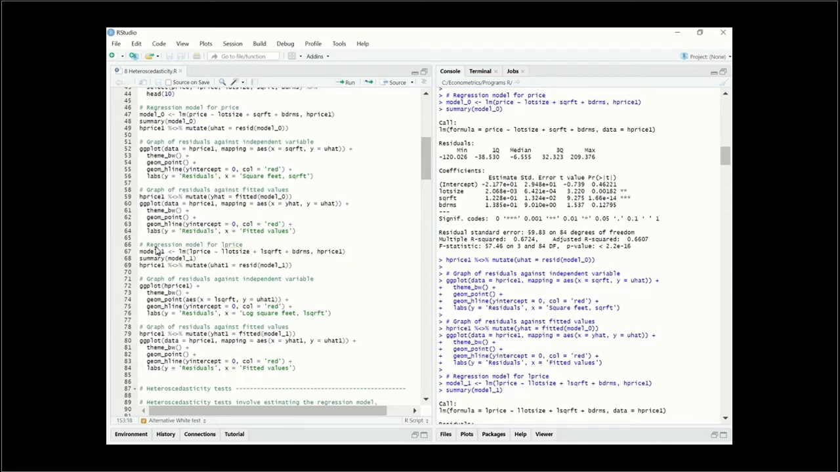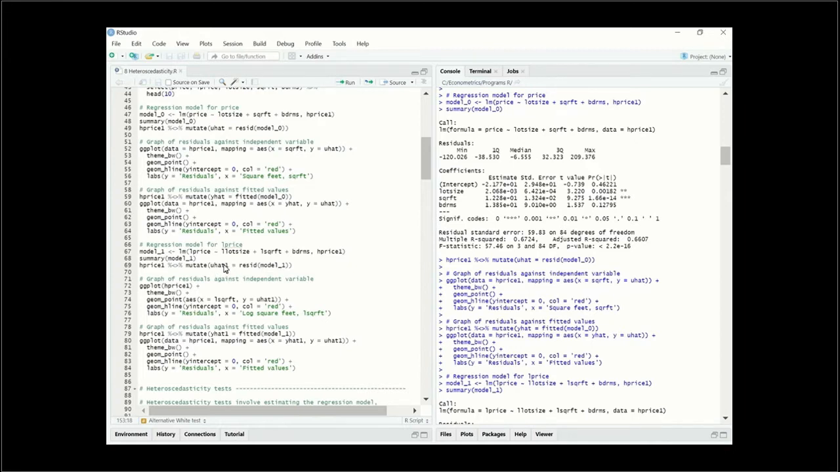Now we will estimate a regression model in terms of log of price. So this linear model would be estimating log of price, and then we would put log of lot size and log of square feet plus the number of bedrooms. We're not going to be logging the number of bedrooms. But let's say this is another model that we want to be testing here for heteroscedasticity. And so from this model, we would be picking up the residuals from model 1, and we will be calling this u hat 1.